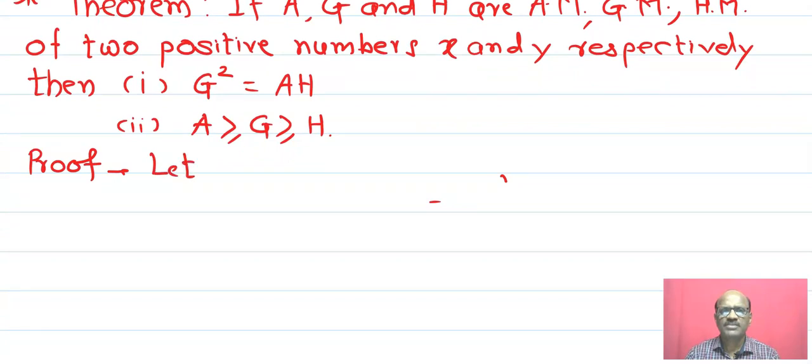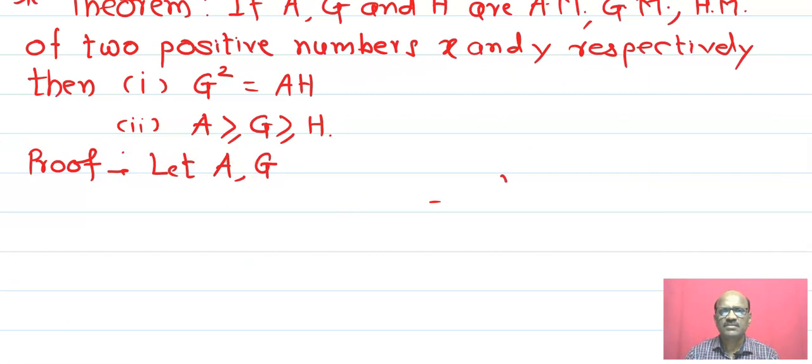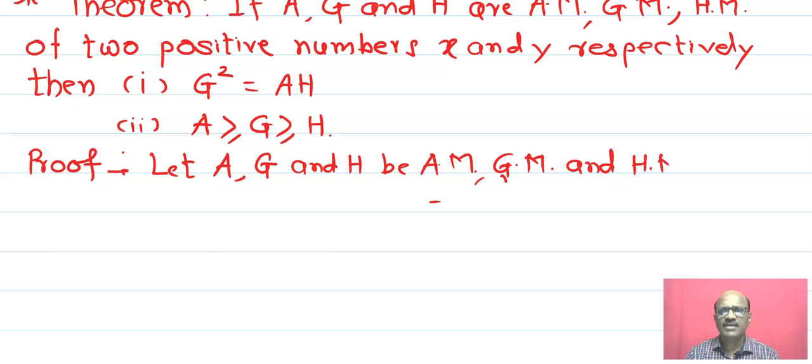Now the proof of this. Let A, G and H be AM, GM and HM.